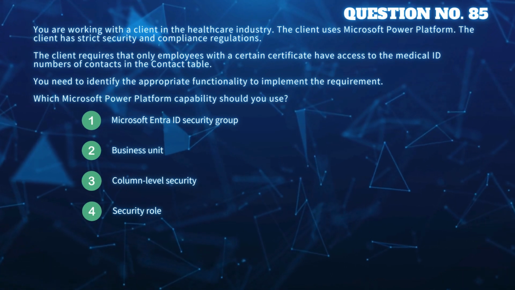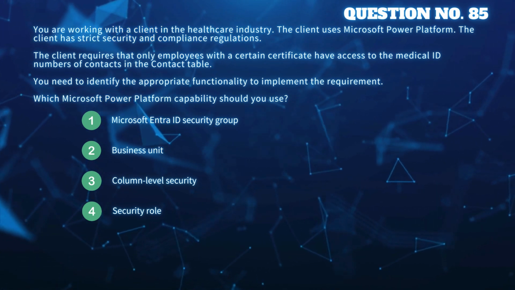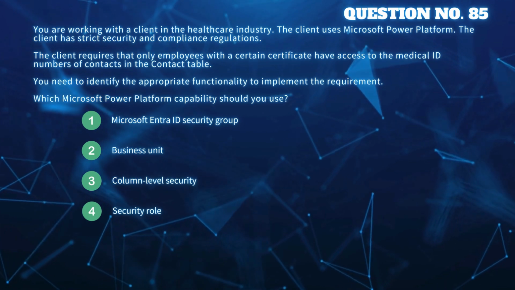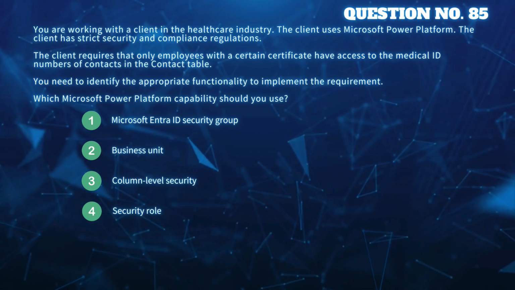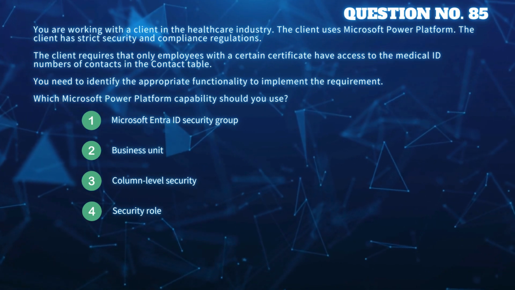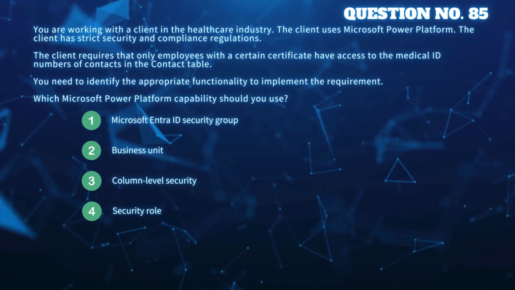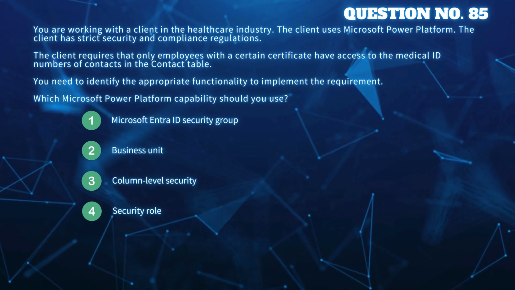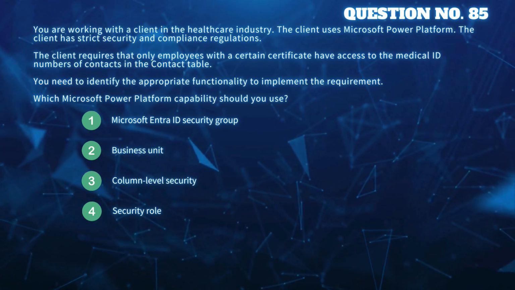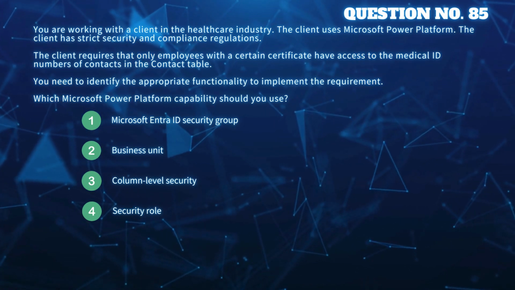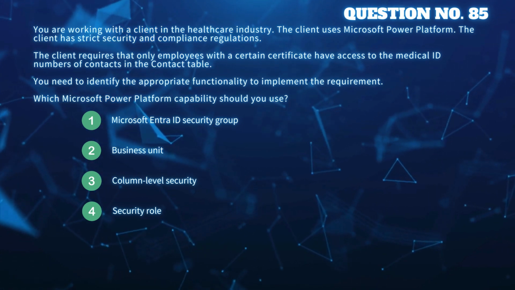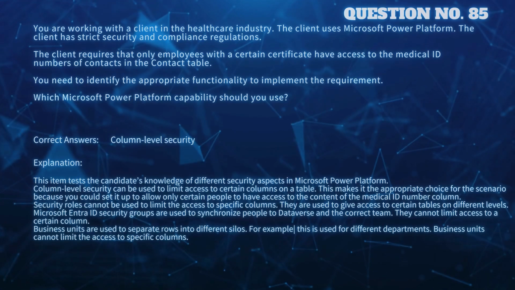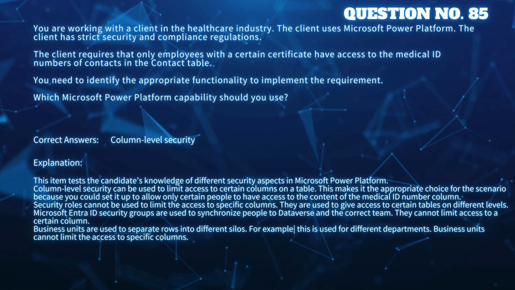You are working with a client in the healthcare industry. The client uses Microsoft Power Platform. The client has strict security and compliance regulations. The client requires that only employees with a certain certificate have access to the medical ID numbers of contacts in the contact table. You need to identify the appropriate functionality to implement the requirement. Which Microsoft Power Platform capability should you use? Option 1, Microsoft Entra ID Security Group. Option 2, Business Unit. Option 3, Column Level Security. Option 4, Security Role. Correct answer: column level security.